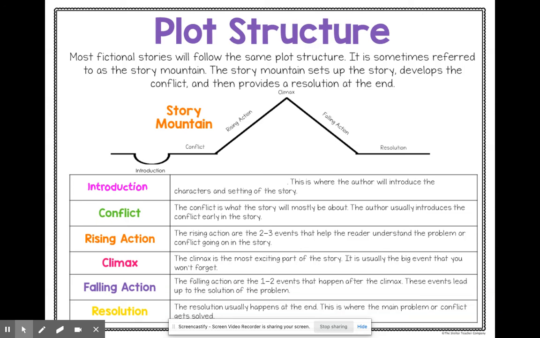So what we're going to do now is watch a video on these plot elements from Flocabulary, and it's going to help us remember the key elements of plot structure, and then we're going to jump into our assignment.